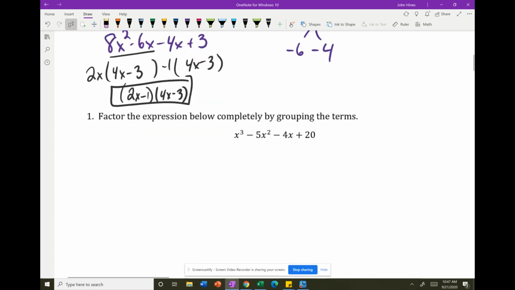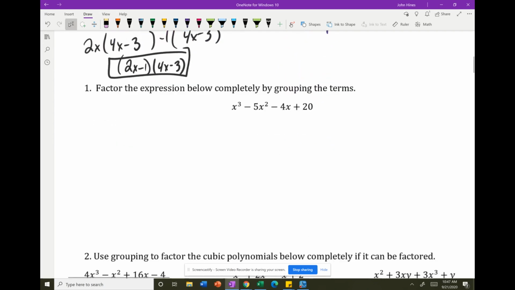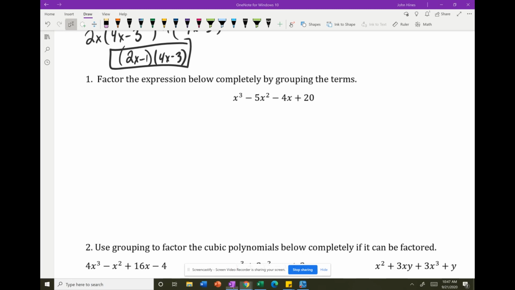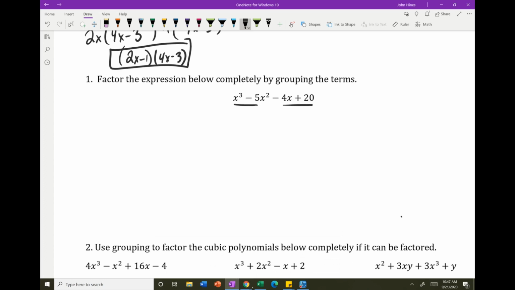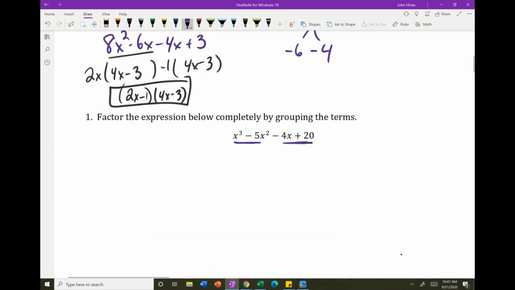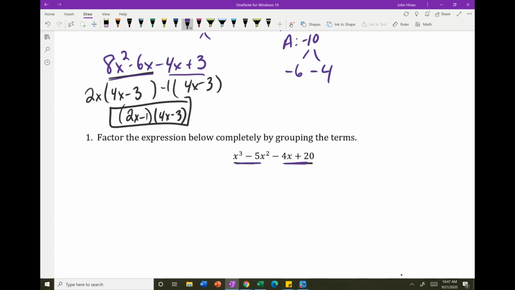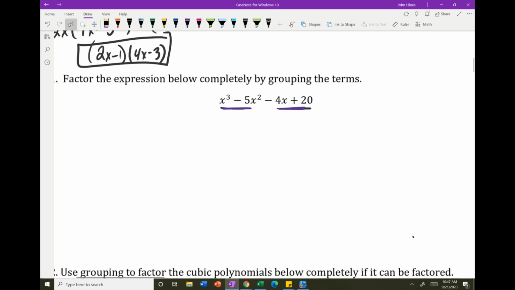So now I want you to factor this expression below by grouping the terms. So notice that I have 4 terms here. So I'm going to group them in groups of 2. Kind of like we did back up here. I had 4 terms, and I'm going to group them in groups of 2 and take out GCFs. That's all factoring by grouping is. It's taking out a bunch of greatest common factors.